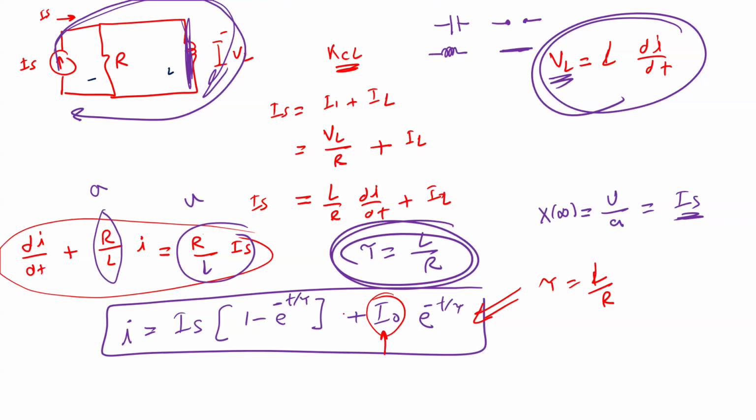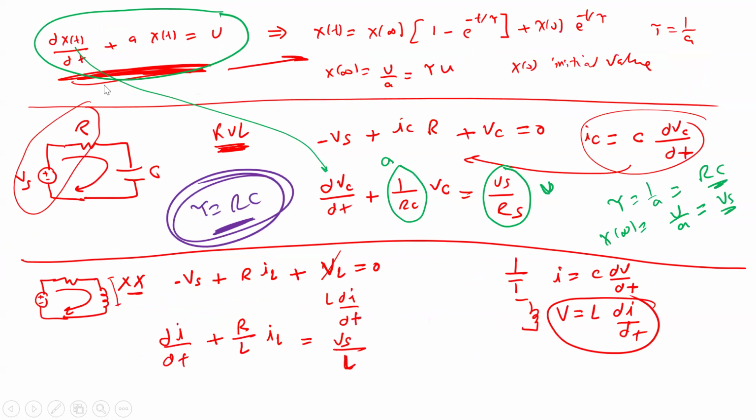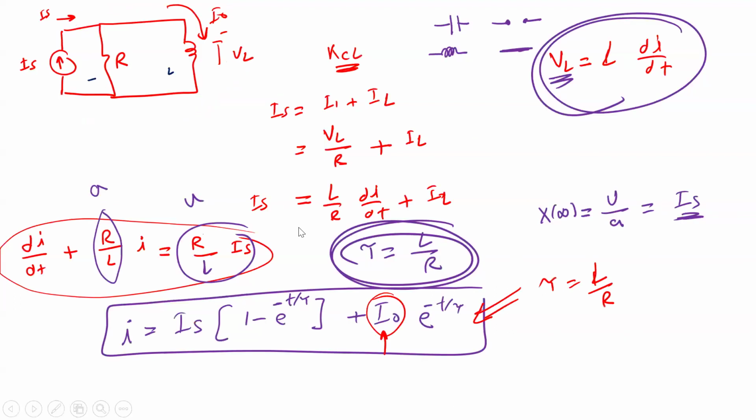So what is I naught here? I naught is the initial current here. So you need to find it. What was the initial current? Similar to what we did last time when I found the initial voltage. But this time we will find the initial current. That's it. After that, you have everything else, and you can use this formula.